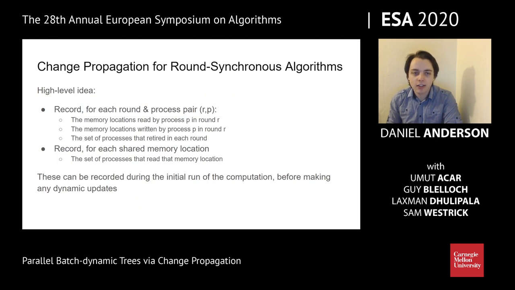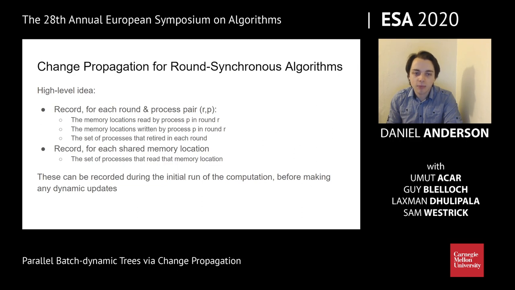The high-level idea of change propagation is then very simple, and it more or less does exactly what you would expect. We run the initial algorithm, and we record the following pieces of information. For each round and process pair, we record the set of memory locations that were read by each process in each round.